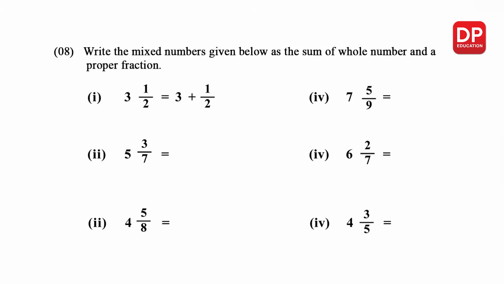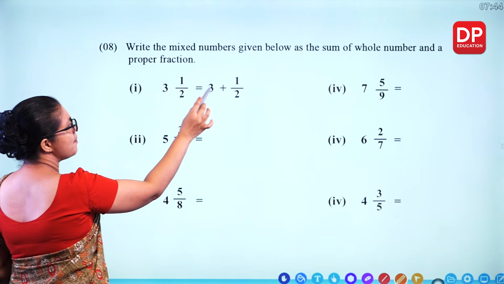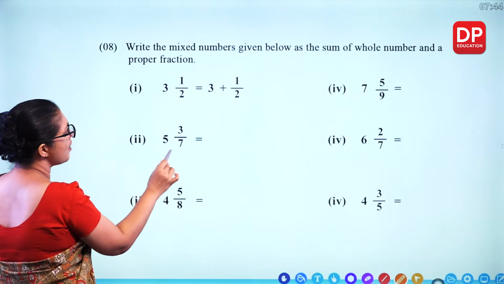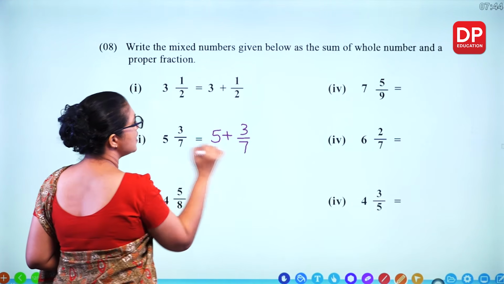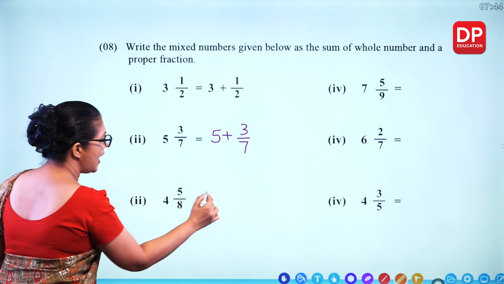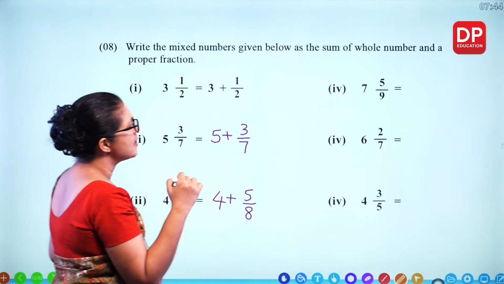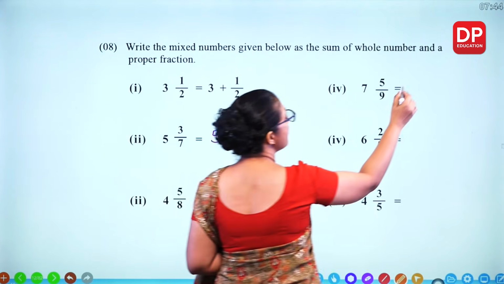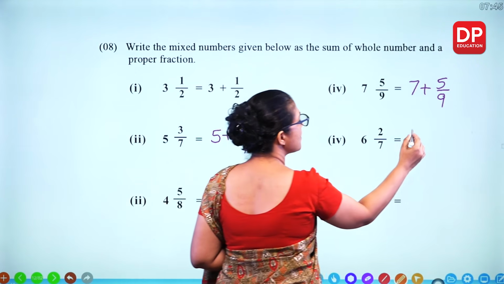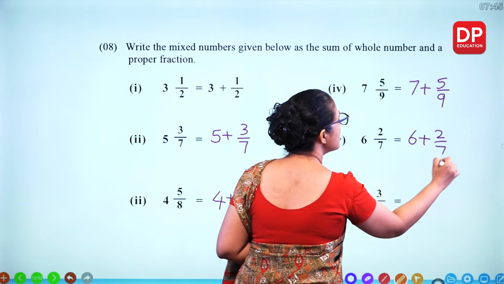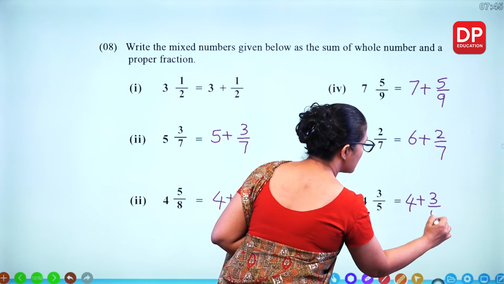Write the mixed numbers given below as a sum of a whole number and a proper fraction. 3 and a half, you can write 3 plus half. How can you write this one? 5, 3 over 7 means 5 plus 3 over 7. 4 and 5 over 8, 4 plus 5 over 8. This one, 7 and 5 over 9, you can write 7 plus 5 over 9. 6 and 2 sevenths means 6 plus 2 over 7. 4 and 3/5 means 4 plus 3 over 5.